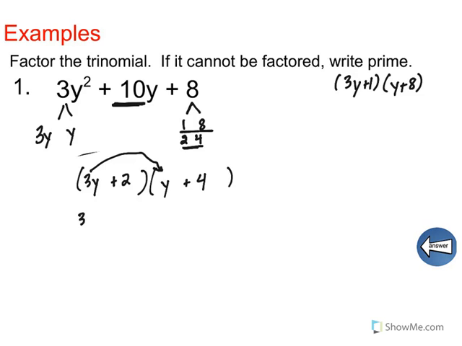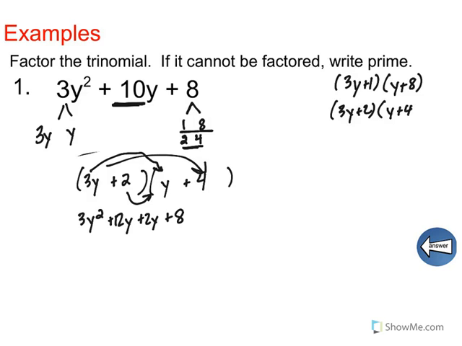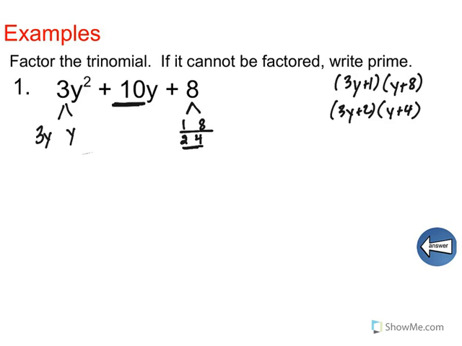3 times y is 3y squared. 3 times 4 is 12y. Plus 2y plus 8. So I know this combination is not correct, but I did get closer because 14y is pretty close to 10y. So what I might try on this one is just switching that combination around. Again, I do want to write it off to the side, that way I don't do it again. But as I'm checking this one again, I'm going to try it again.